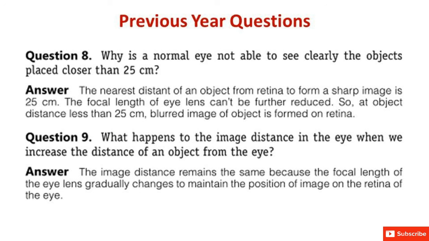Next question, what happens to the image distance in the eye when we increase the distance of an object from the eye? Answer, the image distance remains the same because the focal length of the eye lens gradually changes to maintain the position of image on the retina.